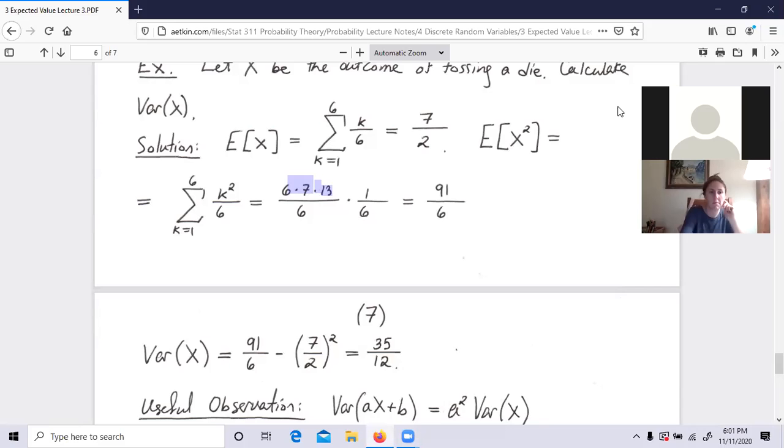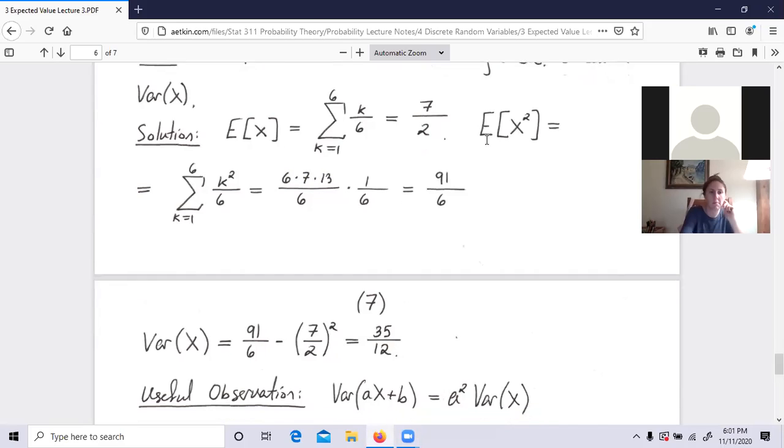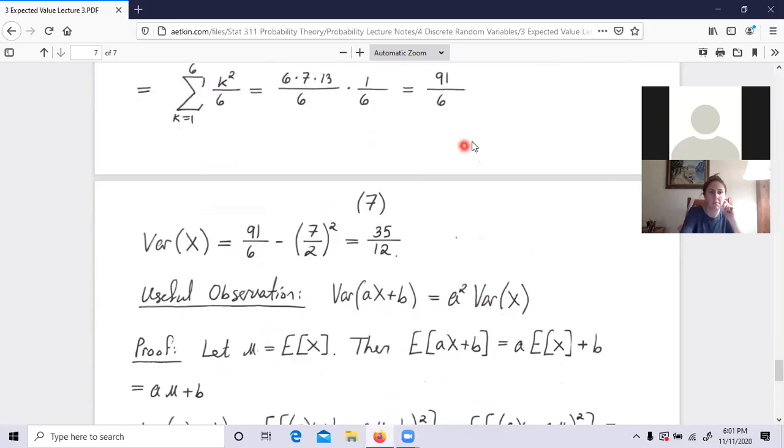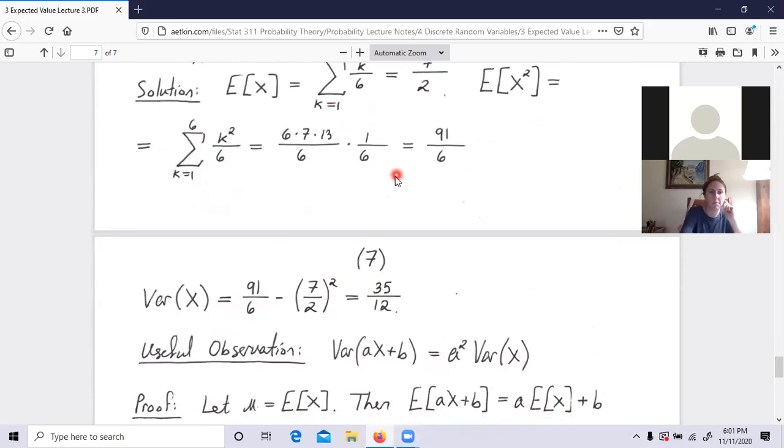Good. So then the variance will be the expected value of x squared minus the square of the expected value. So I take 91 over 6 minus 7 over 2 squared, and I get 35 over 12.